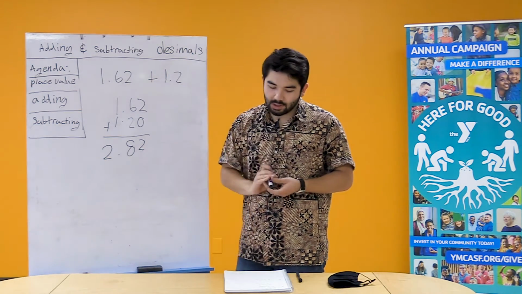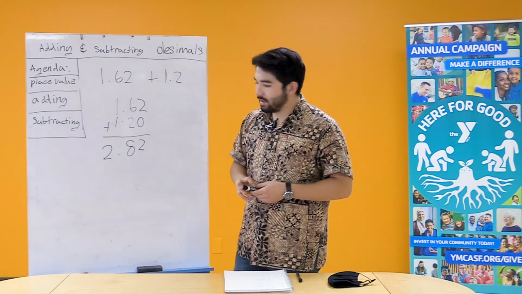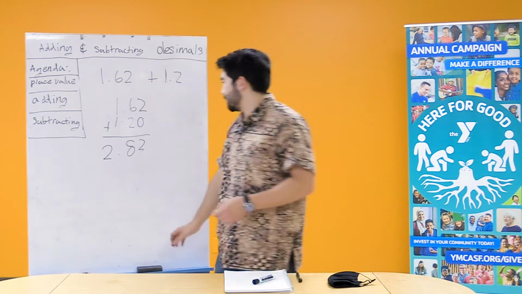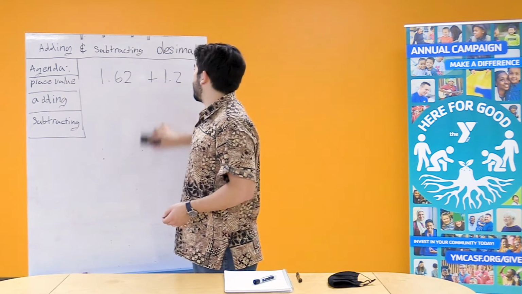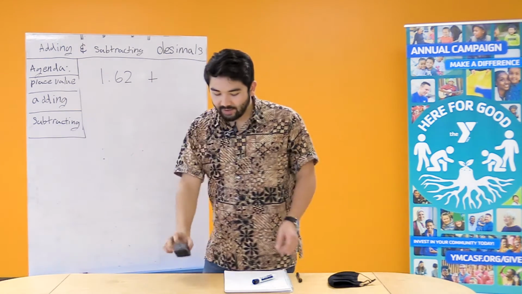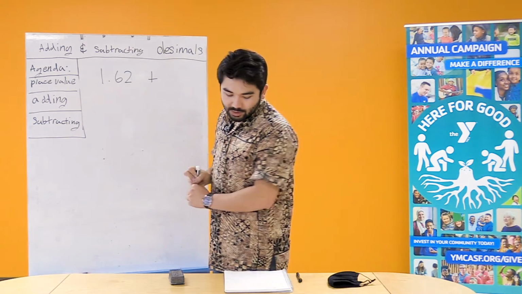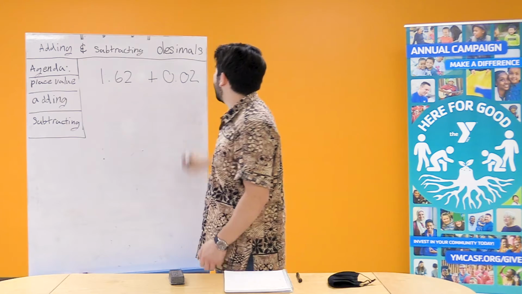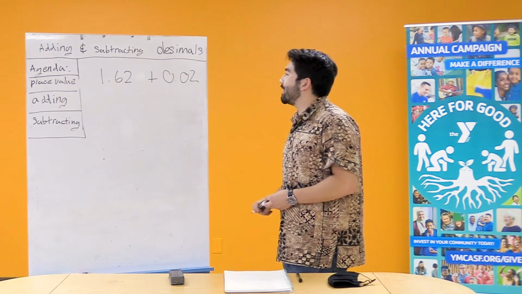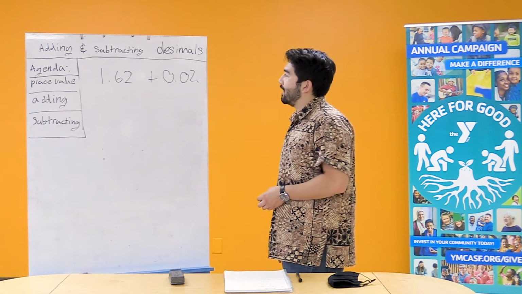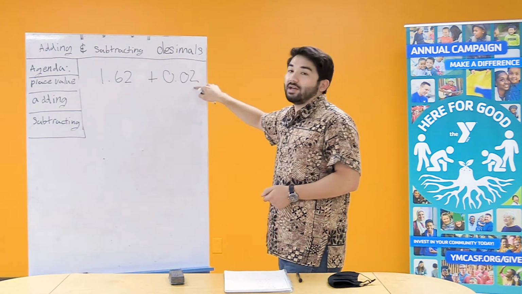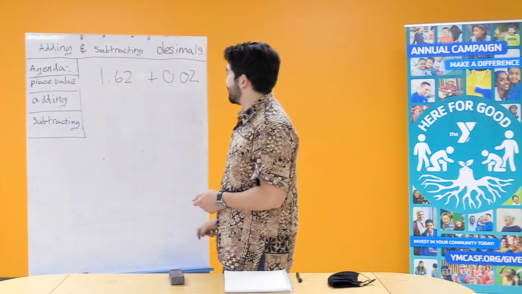Okay, so from here, let's move on to another addition problem. I do think we should cover this. So it's going to be very similar, but instead of adding 1.2, we're going to add 0.02. So this one's a little bit trickier because we're missing some numbers here. So this is actually 0 and 2 hundredths, and we're going to show you how to do that.